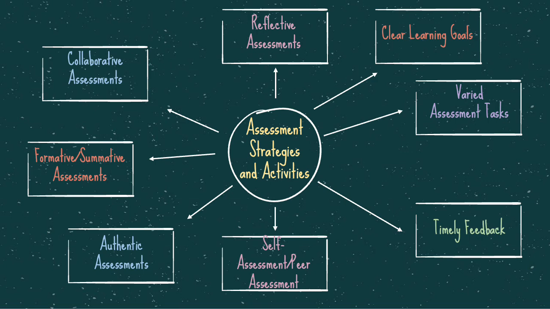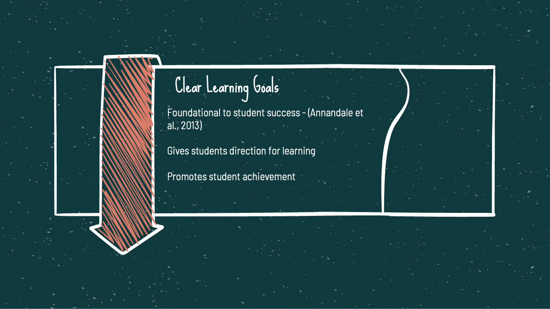As the list demonstrates, several key strategies include clear learning goals, varied assessment formats, timely feedback, self-assessment/peer assessment, authentic assessments, formative assessments, collaborative assessments, and reflective assessments. Clear learning goals are foundational to ensure student success. The clear learning goals give students direction for their learning and a greater understanding of what they need to be doing. Clear learning intentions and goals offer positive benefits to promote student achievement and success, and they become the basis for assessment objectives within the classroom.